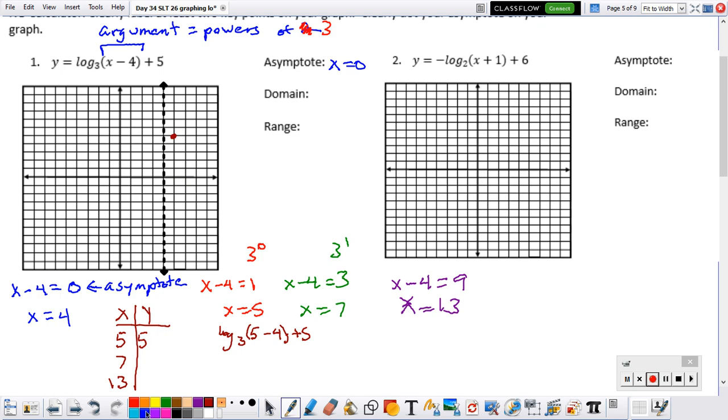Then I'm going to go to 7. So here's the x equals 7 that I got from that argument. Log base 3 of 7 minus 4, plus 5. 7 minus 4 is 3. 3 to what power gives me 3? 1. 1 plus 5 is 6. So I'm going to graph 7, 6.